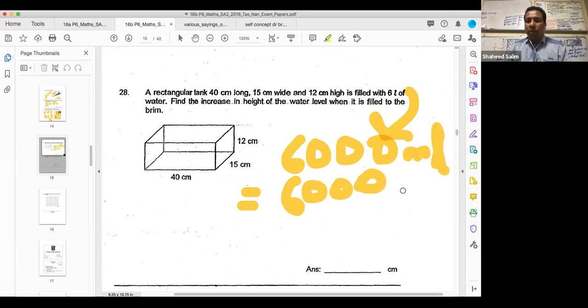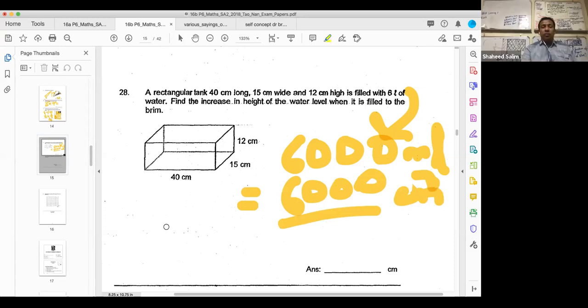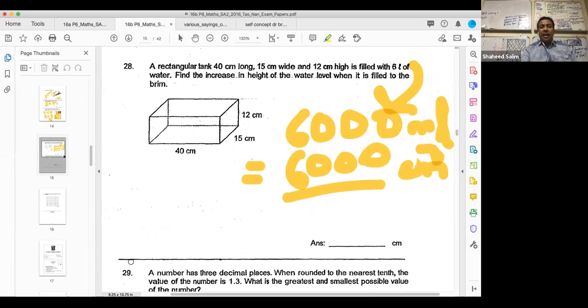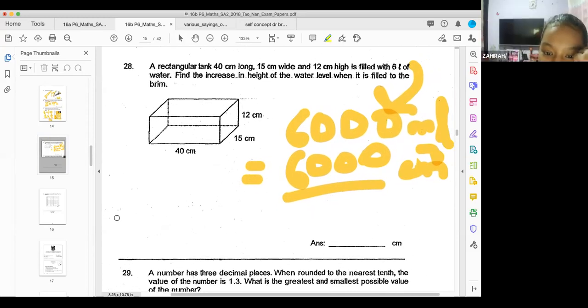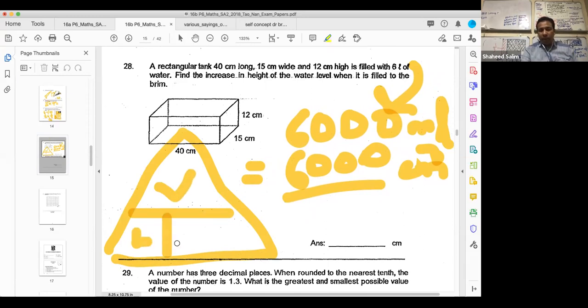Remember this. That's the only clue I'm going to give you, cm cube. Now you try. Find the increase in height. First of all, find the height of the water. What is the height of the water? You got 6,000, 15 times 12. Then what do you do? Volume, we write it down here. Length times breadth times height.